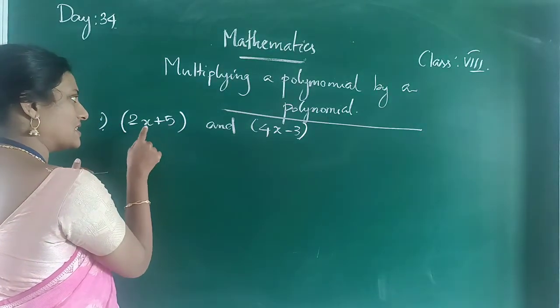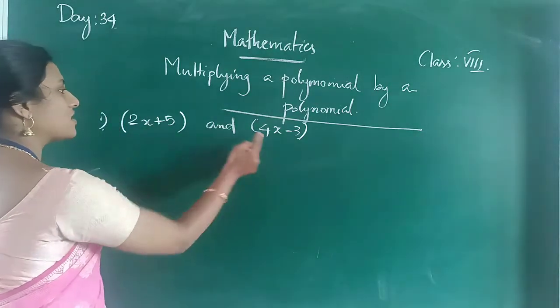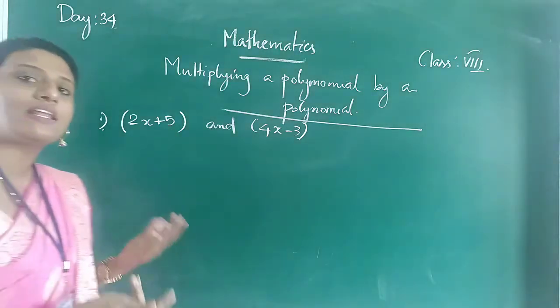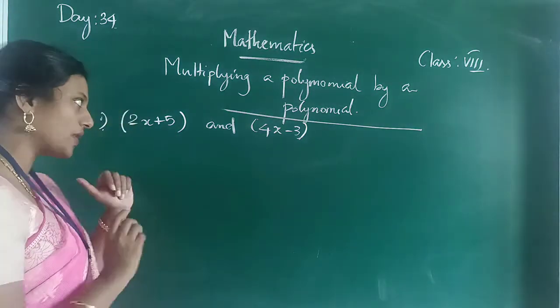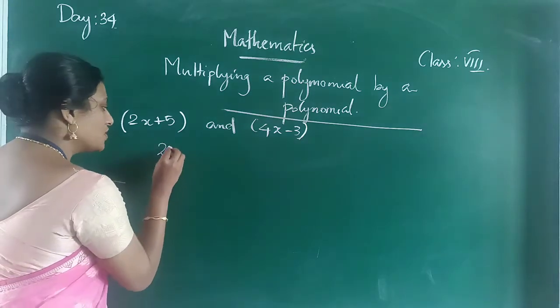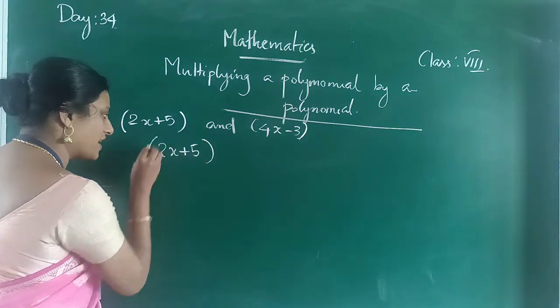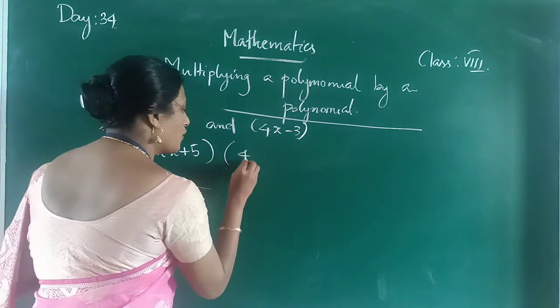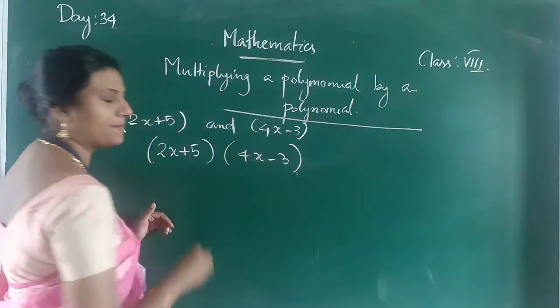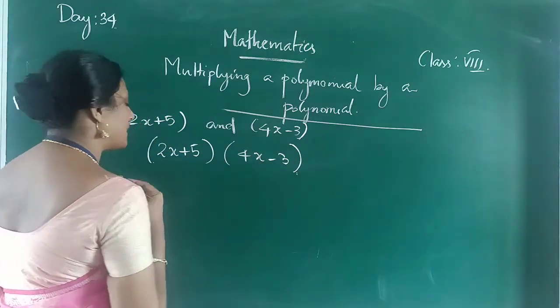Clearly this is a binomial. Since it has two terms, we can call it as binomials. In general we call this as polynomials. Okay. So we have to multiply 2x plus 5 into 4x minus 3. Okay. So how do you multiply?